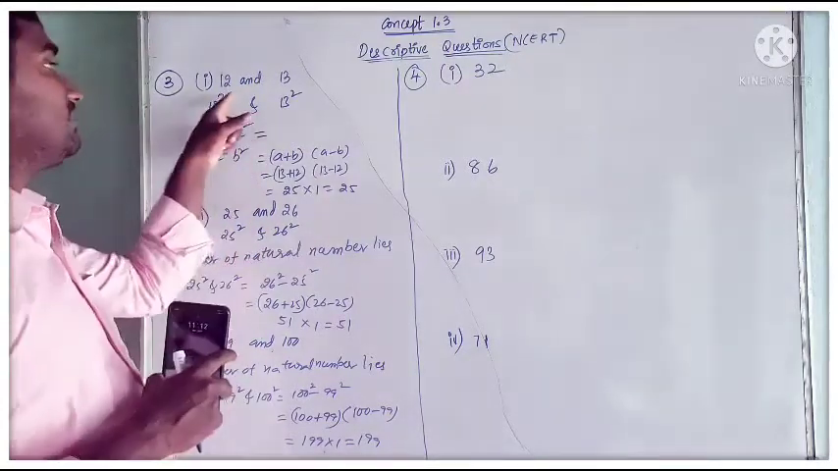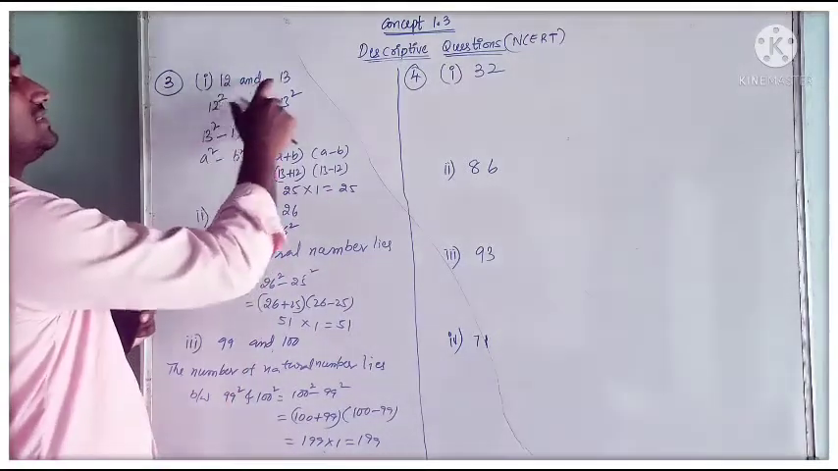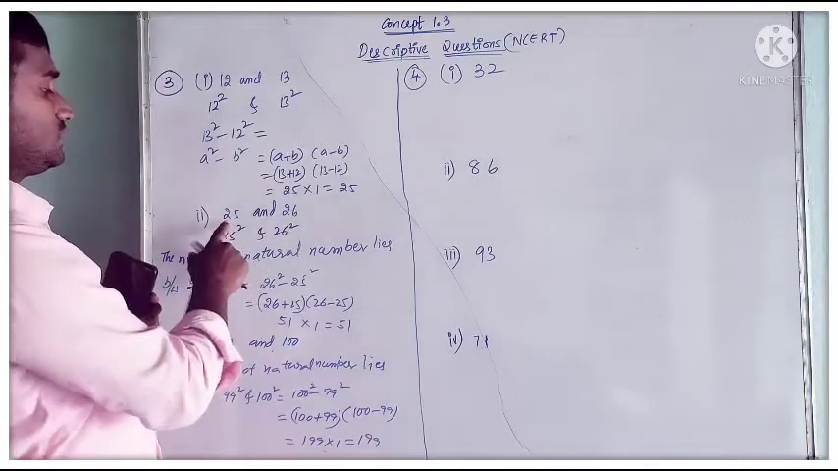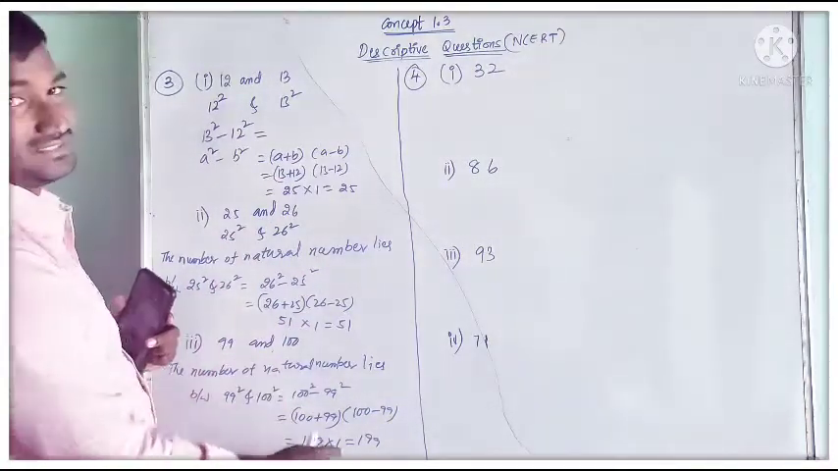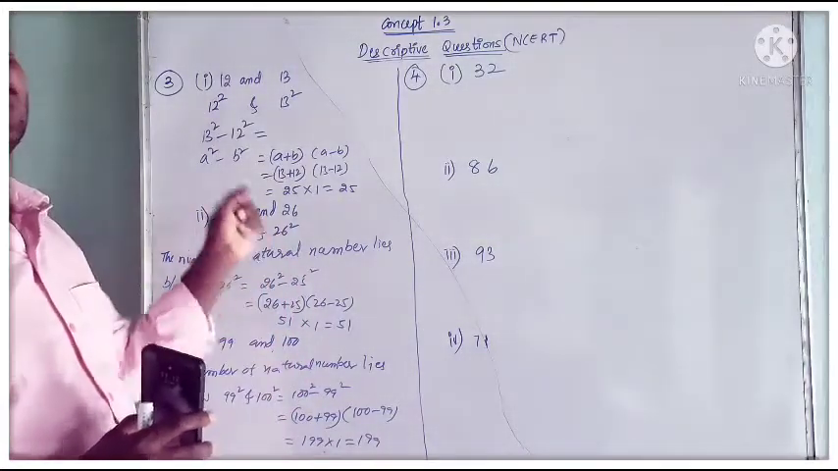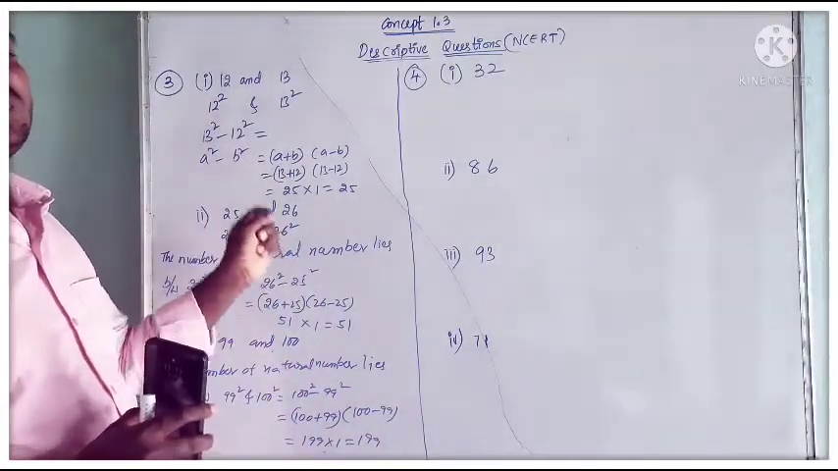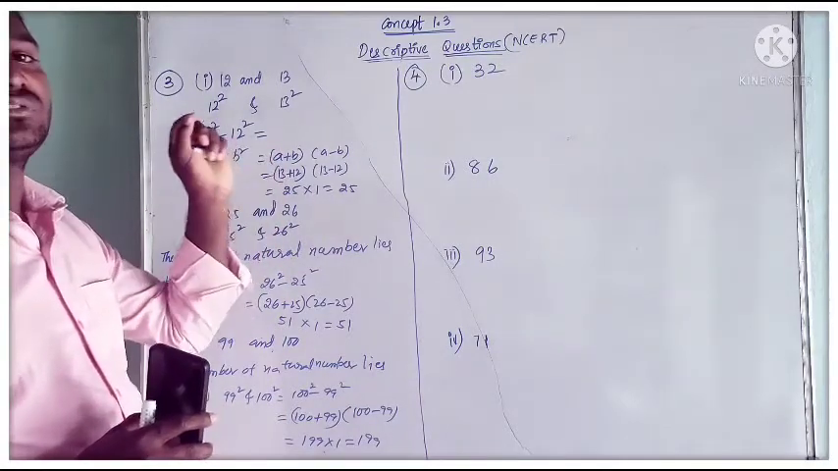is the sum of the numbers. Sum of the numbers, how much? 12 plus 13, 25. Yes, 25 plus 26, 51. 99 plus 100, 199. The sum of the numbers, if you add, you will get. Okay, this is applicable for the squares of consecutive natural numbers only.